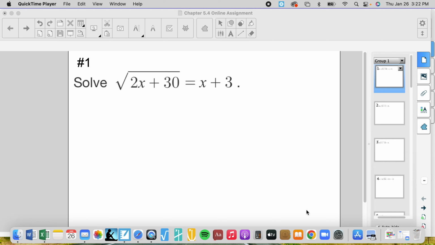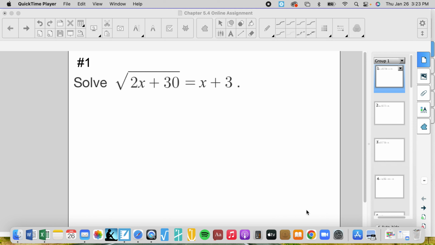Chapter 5.4 in Big Ideas, and it's like solving for radicals. So we're going to see them in square roots, cube roots, fifth roots, lots of different views. So we have this problem: the square root of 2x plus 30 equals x plus 3.